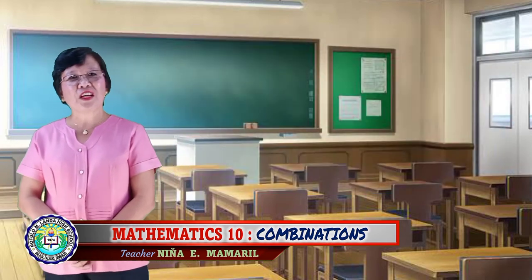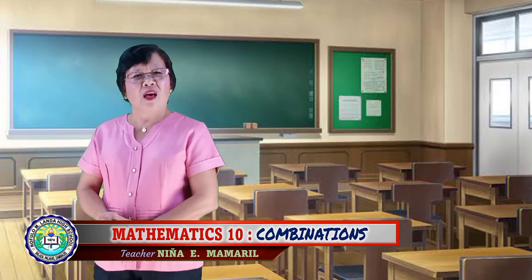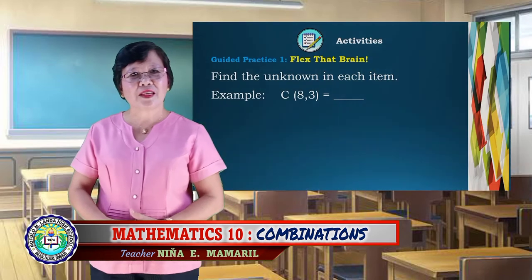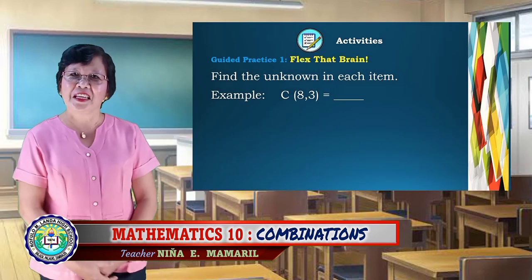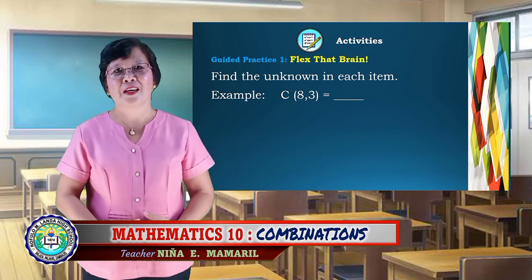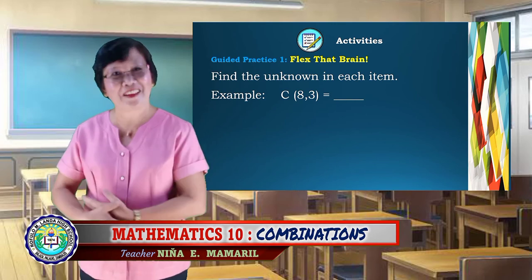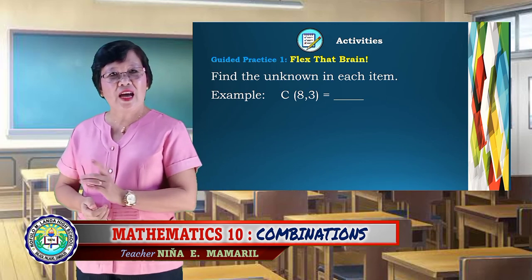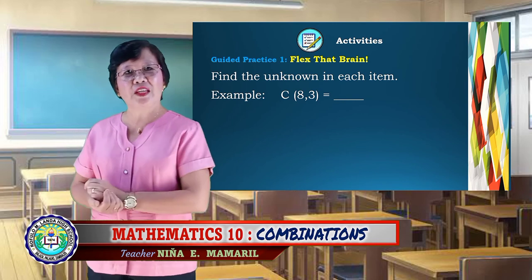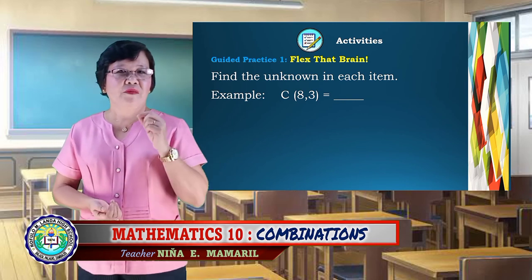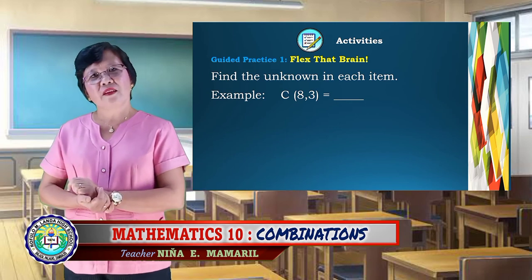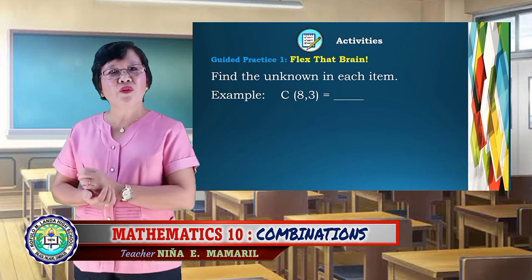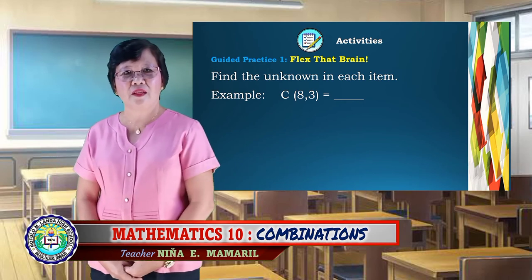Okay, after now our 2 given examples, let us have now your activities for your guided practice number 1. This is entitled Flex That Brain. Nice title. Okay? The instruction is, find the unknown in each item. Let us first do your given example. So you have C, 8 objects, 3 taken at a time. What is our unknown? Your unknown is the value of C.